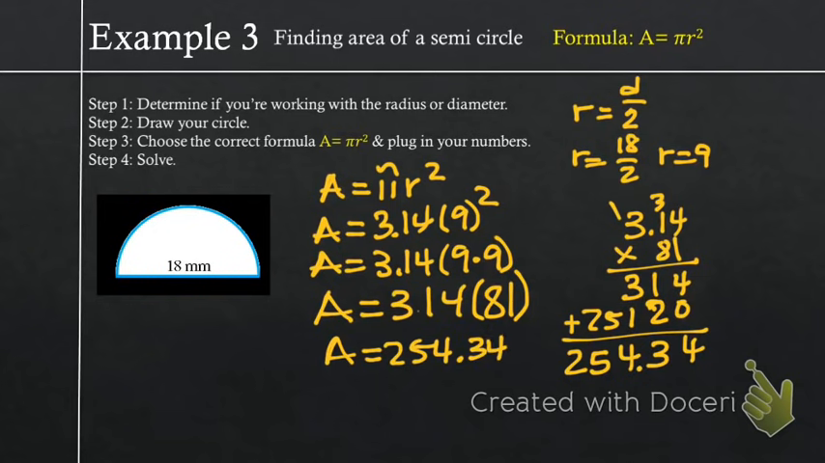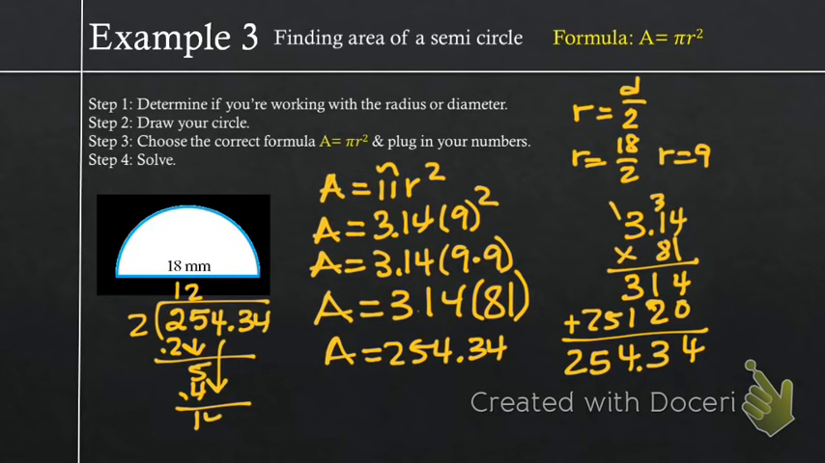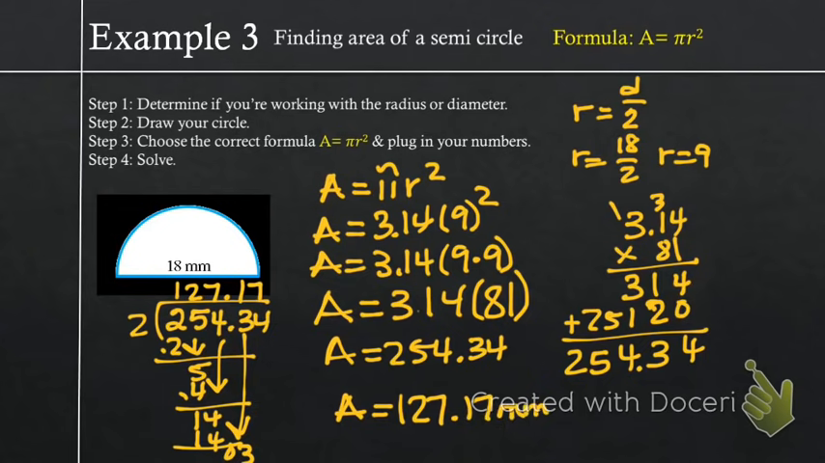Okay, so we get 254.34. But since it is a semicircle, it's half of a circle, so we have to divide it by 2, because we only want to know the area of half the circle. Running out of room. Okay, so we get A is equal to 127.17 millimeters squared. Do not forget your units. Do not forget your squared.